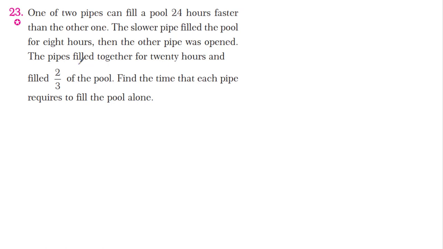One of two pipes can fill a pool 24 hours faster than the other. Let's say the first pipe fills it in x hours, the second pipe fills it in y hours. Let's say x is the faster one, that means x is y minus 24. The slower pipe, which means y, filled the pool for 8 hours. So it worked for 8 hours.